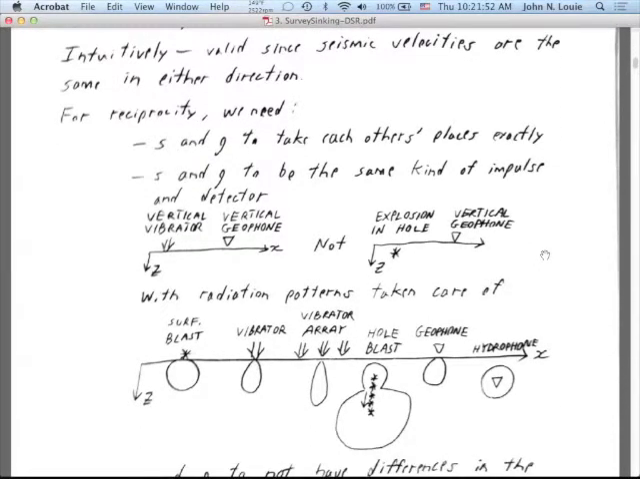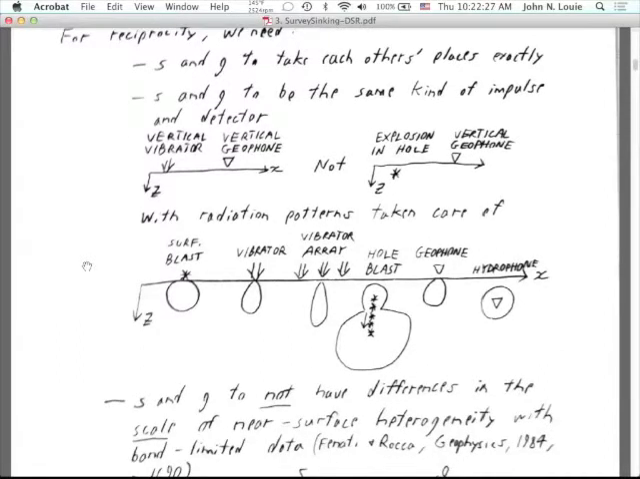And if you think about this intuitively, whether you're propagating from left to right or right to left, as long as the ray path is the same, the velocity should be the same, right? And Snell's law works the same way in both directions. You don't even have to know the ray path. It's going to take whatever ray path it is, and it would be the same no matter where the source is. Okay, so for reciprocity, we need the sources and receivers to take each other's places exactly.